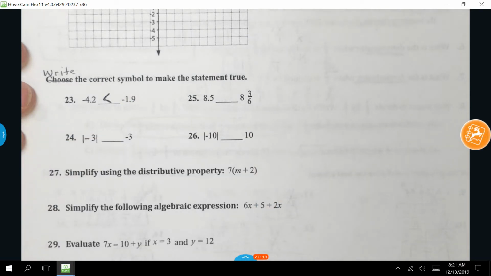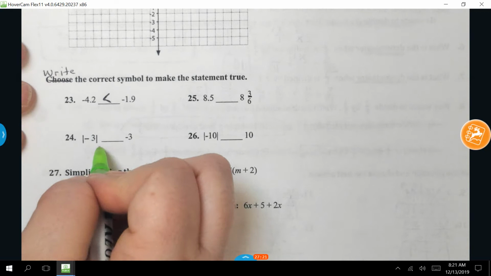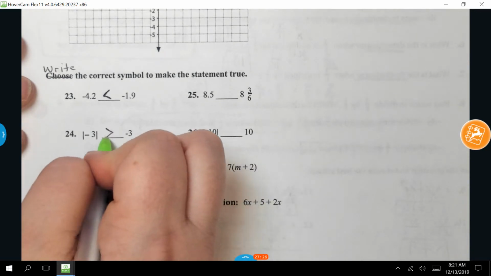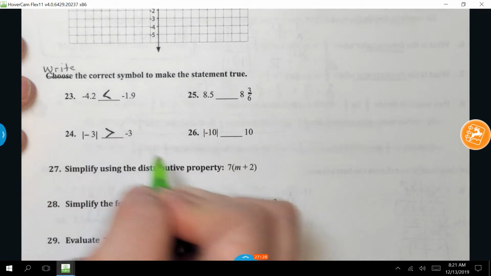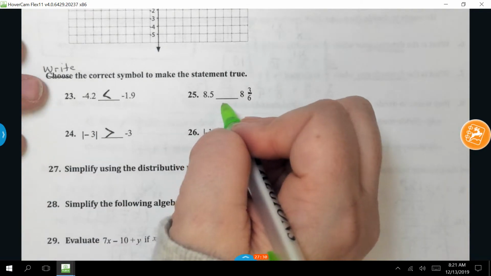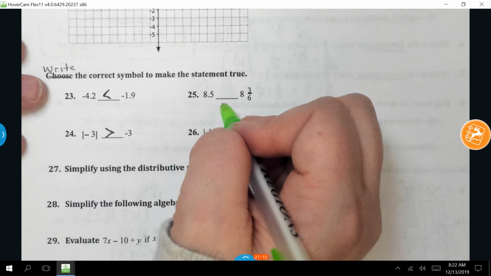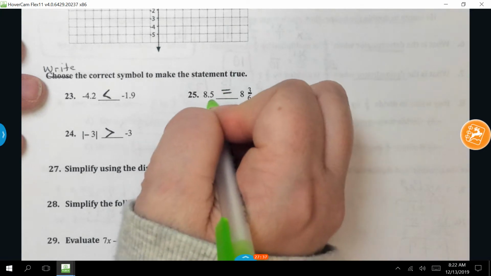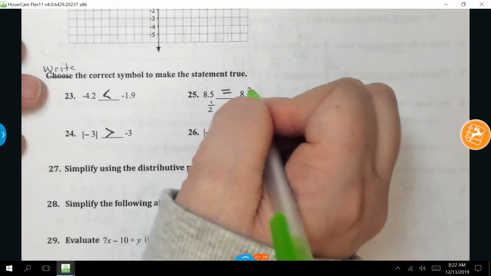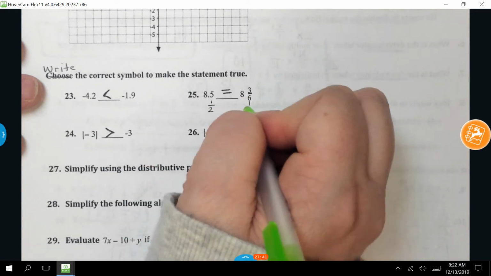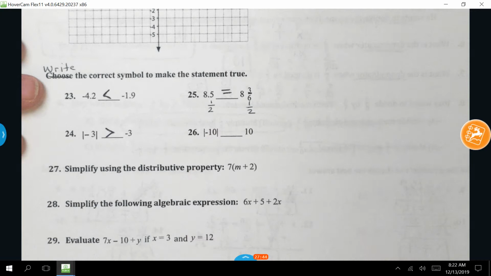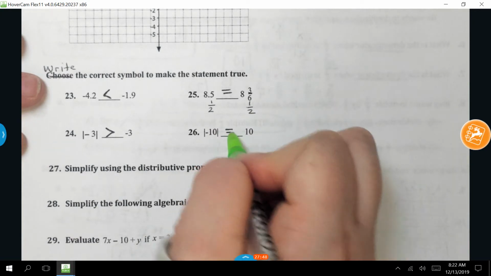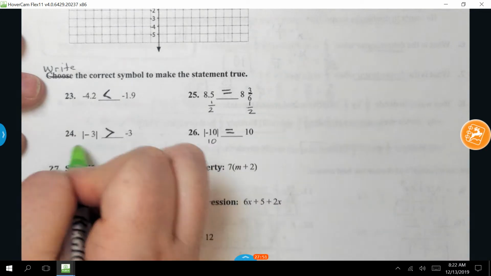All right, number 24. What symbol should I use for that one? Greater than. What do those bars do? They make it a positive number. Number 25. What should I use there? Equal to. Remember, 0.5 is equal to a half, and 3/6 is equal to a half. That's why those two numbers are equal. Last one? Equal to, because those bars make it a positive.